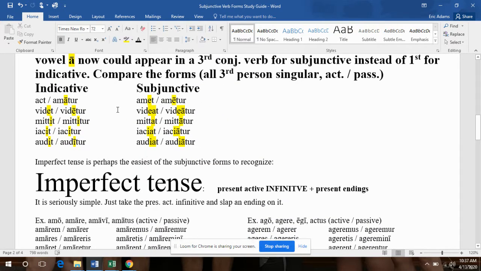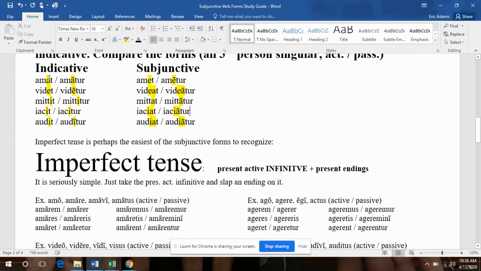Now, note the examples that I've given to you. I've taken the verb of every conjugation and shown you the difference between what they would look like as a subjunctive versus an indicative. All of these, just for the sake of the example, are in the third person singular. So look, amat, amatur turns into the subjunctive amet, ametur. Videt, videtur in the indicative turns into videat, videatur. Mittit, mittitur turns into mittat, mittatur, and so forth.